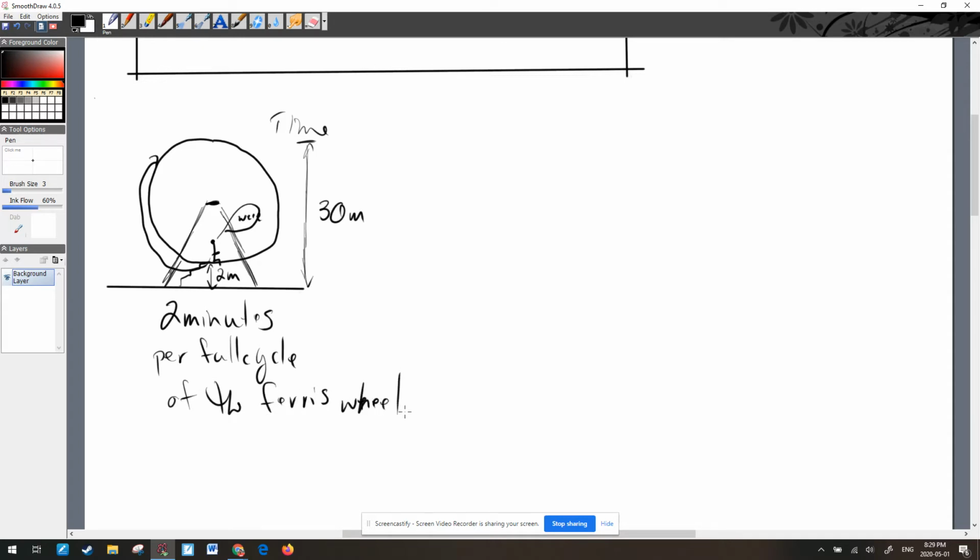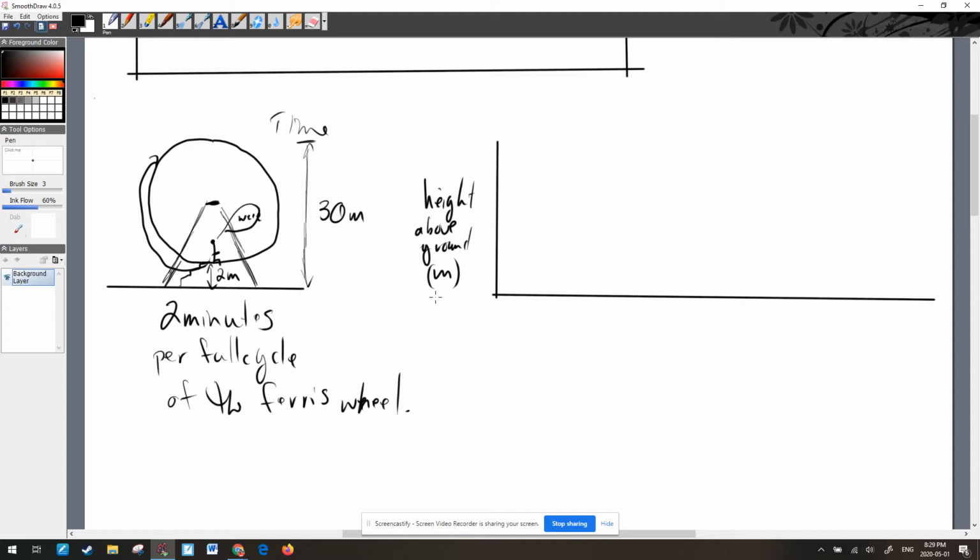You might think, well, how is that sinusoidal? It's just going around in a circle. Well, what we're going to do is graph Cam's height above the ground versus time for 2 full cycles around the Ferris wheel. Now, this is kind of neat. So this axis is going to be height above the ground in meters, and this axis is going to be time in minutes.